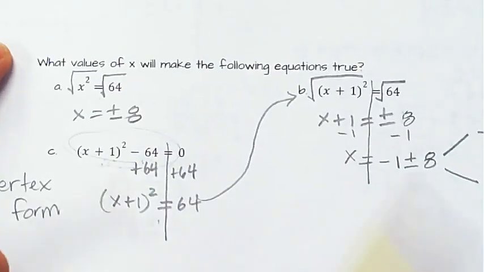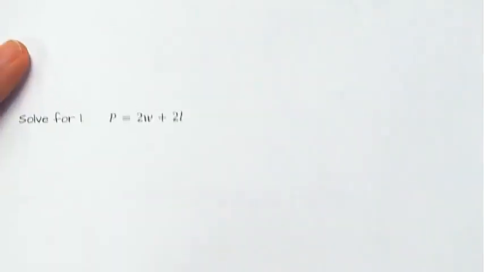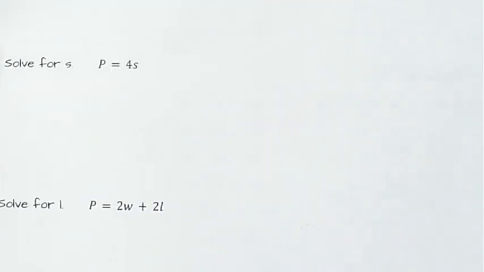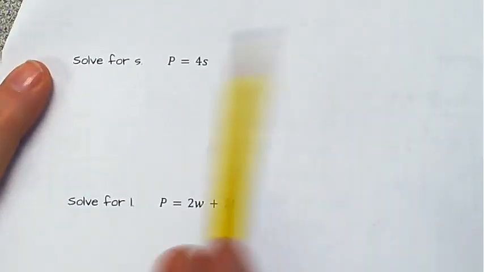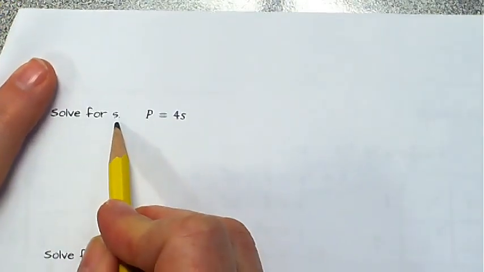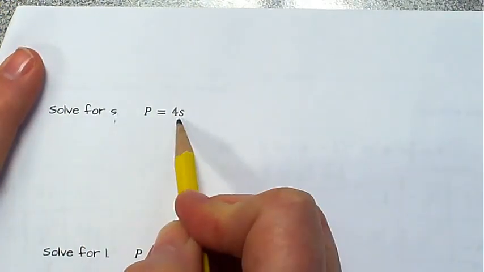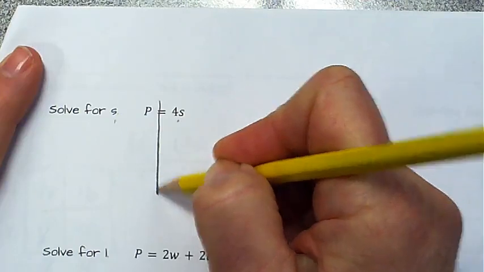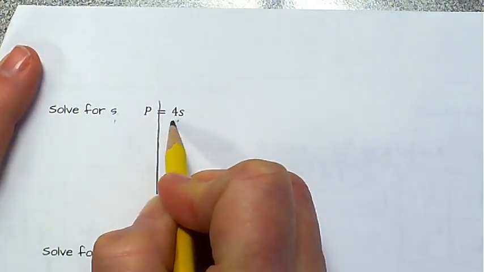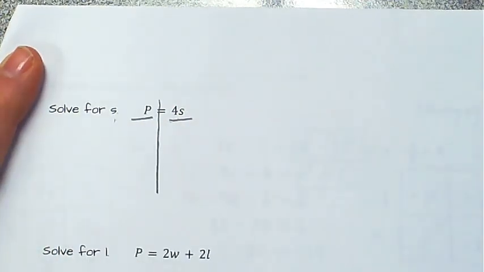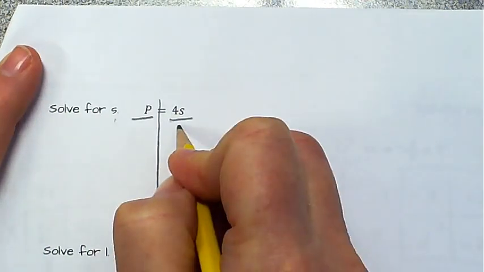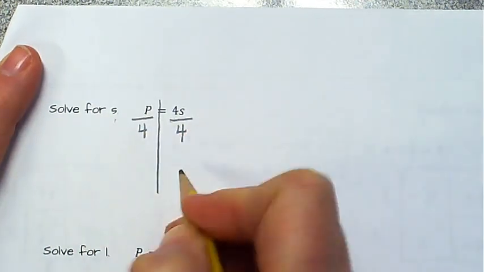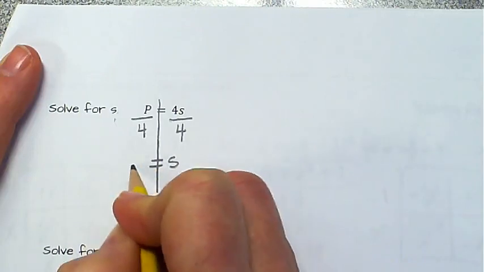Okay, we're just going to solve some equations and get the variable by itself. So here I'm solving for s. I'm trying to get s by itself. So I'm going to divide both sides. This is multiplication. The opposite of multiplication is division. So I'm dividing both sides by 4, and my answer is s equals p over 4.